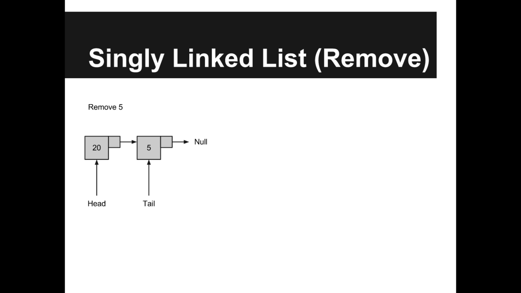Now let's say that we want to remove 5. We start from the head of our linked list and we move to the next element, which is going to be 5, and then 5 is what we want to get rid of. Again, we have to check to see if 5 is at the tail of our linked list. So we compare it against what tail is pointing at, and we see that yes, 5 is at the end of our linked list. Then in this case, we have to do a tail pointer manipulation.